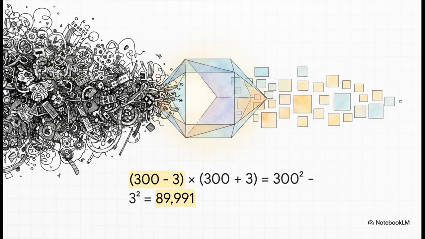Suddenly, instead of terrible, messy multiplication, you're just doing 300 squared, which is an easy 90,000, minus 3 squared, which is 9. 90,000 minus 9 is 89,991. Boom. We just use letters to turn a tedious calculation into a massive mental time saver.